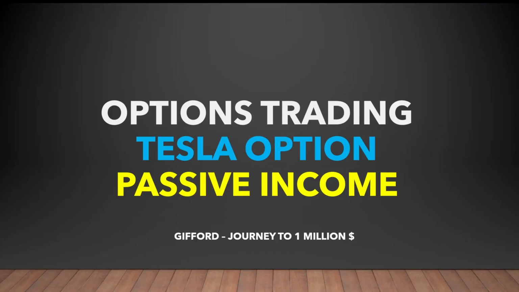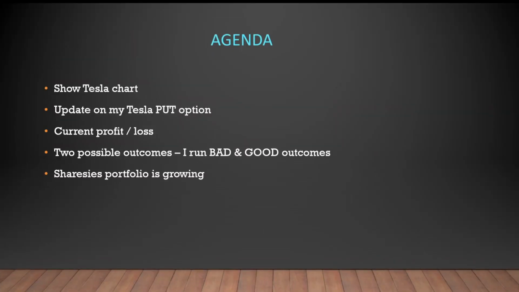Today is going to be the update to my Tesla option that I created about 3 weeks ago. It's going to run you through there and tell you what's happening. So a quick agenda: I'm going to show you the Tesla stock chart and how it's actually been downtrending the last couple of weeks. An update on the Tesla put option and exactly what's going on, its current profit and loss. Two possible outcomes when the expiry date happens because the option expires next week, and I run you through the good and bad scenarios. And also the Sharesies portfolio is growing and I'm just showing you what's going on there.